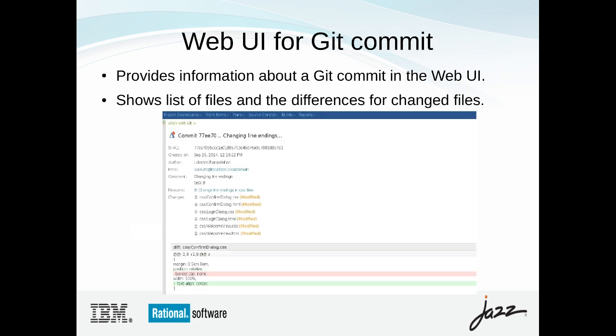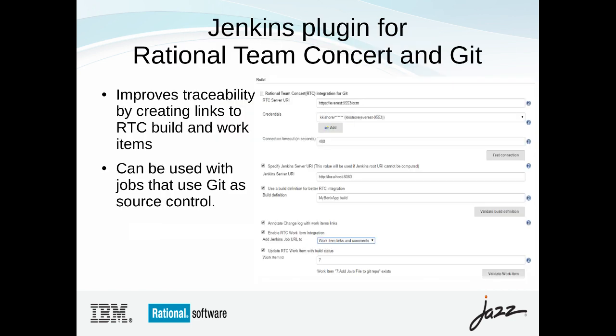When you click a commit link in a work item, it opens a new page which provides information about the Git commit. It shows the list of files that are part of the commit and the differences for each modified file in the commit. The Jenkins plugin for Rational Team Concert and Git provides better traceability by adding links between Jenkins jobs, RTC builds, and work items. It is applicable for Jenkins projects that use Git.